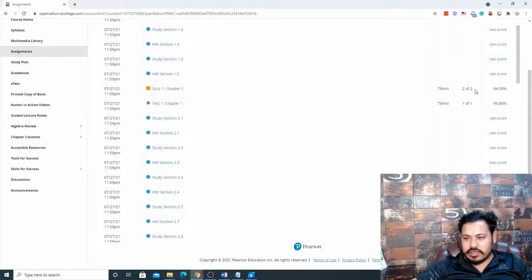And the second thing is about attempts. So 2 of 2 means there are 2 attempts for this test. I can do this test once and I can do it again, and only the score, which is the higher of the 2, will be considered here. So here I got 94.59%, which is the higher of the 2 attempts I had. For chapter 1 test, I have 75 minutes, but that's only 1 attempt, and I got 95% here.